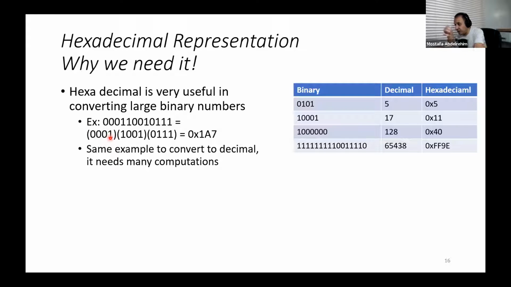So you take each 4 bits and convert it to its hexadecimal representation. This one, for example, is just 1. This one is 10, and 10 in hexadecimal is A, so you put A here. Then this is 7, so you put 7. So this binary number is equal to 1A7 in hexadecimal. And now instead of looking at these 12 bits, you can look at the 3 digits here.